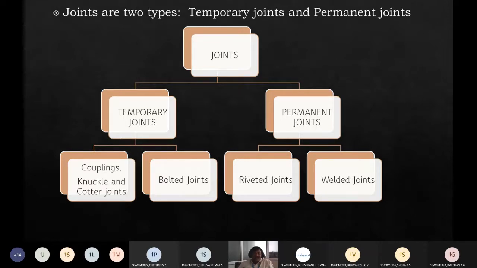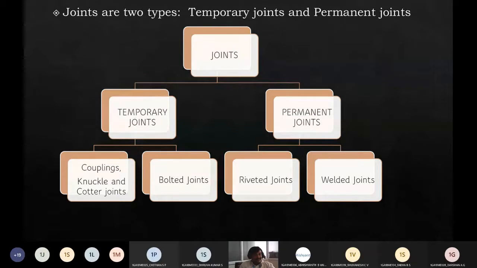Similarly, like couplings, we have some joints called knuckle and quarter joints. Now the question comes: when do I use couplings and when do I use knuckle and quarter joints? These are the different terms which are available in the industries. Couplings are mainly used to join shafts, the shafts which are rotating. Keep that in mind. Couplings are used for shafts rotating at very high speeds. So couplings are mainly used to transmit torque. That is where I will use couplings.